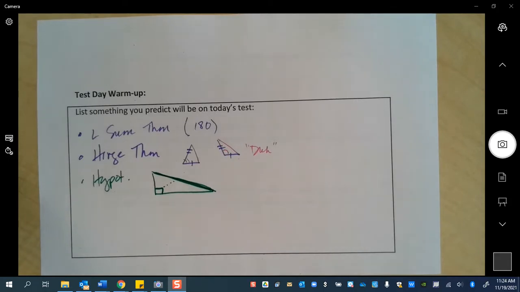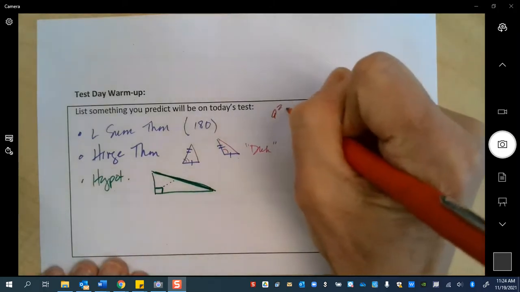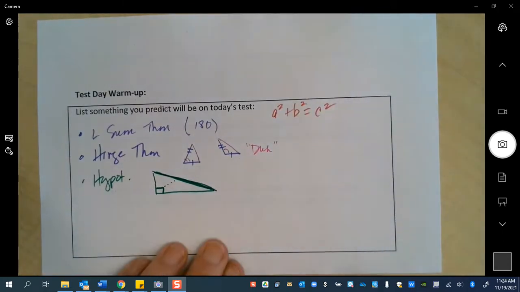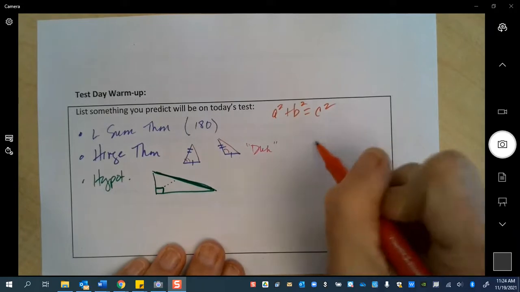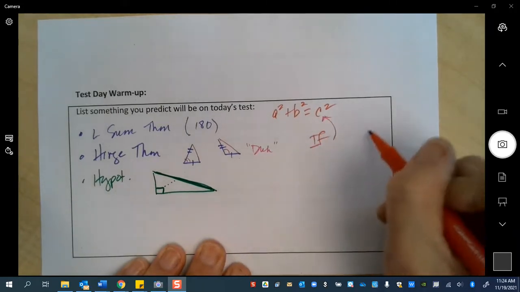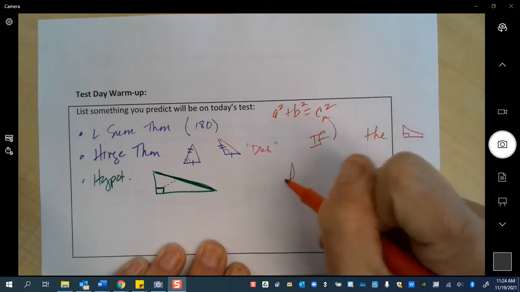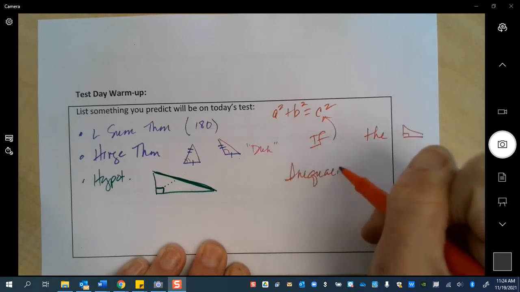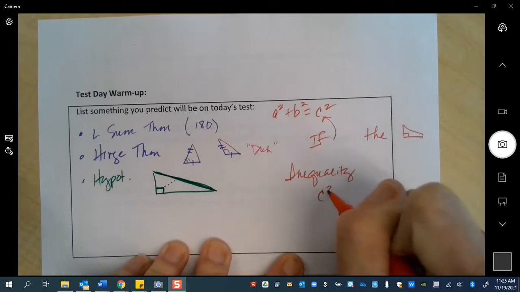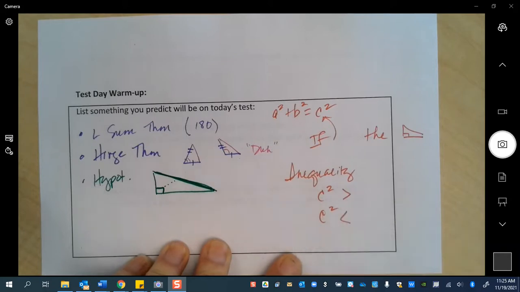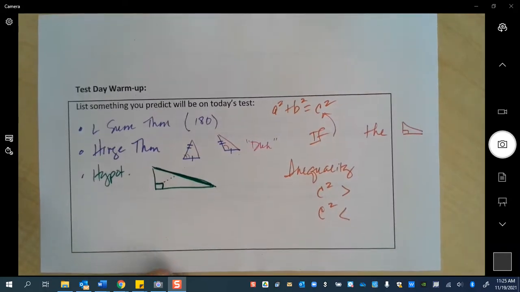Definitely your Pythagorean theorem. So your Pythagorean theorem has the idea of a squared plus b squared is equal to c squared. And then the converse that says if that's true, then you have a right triangle. And then don't forget about your inequality that talks about what happens if c squared is bigger, what happens if c squared is smaller. And you need to know what kind of triangle results if that's the case. What else is on the test?